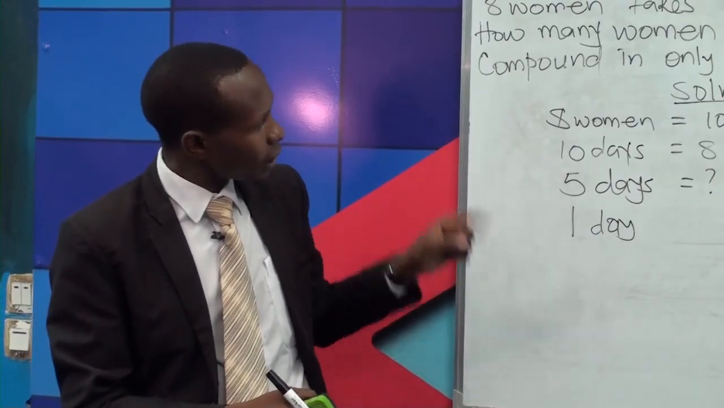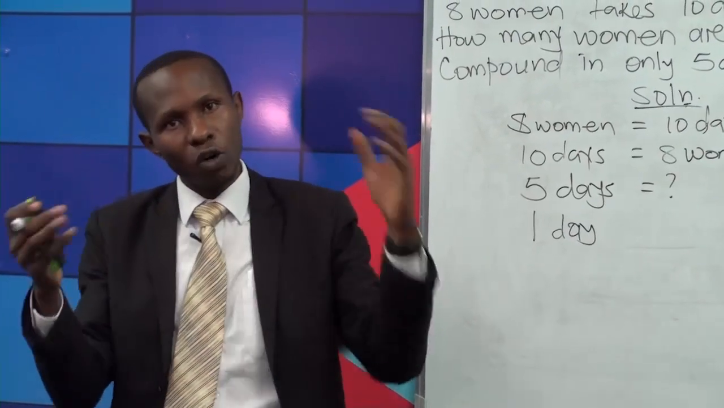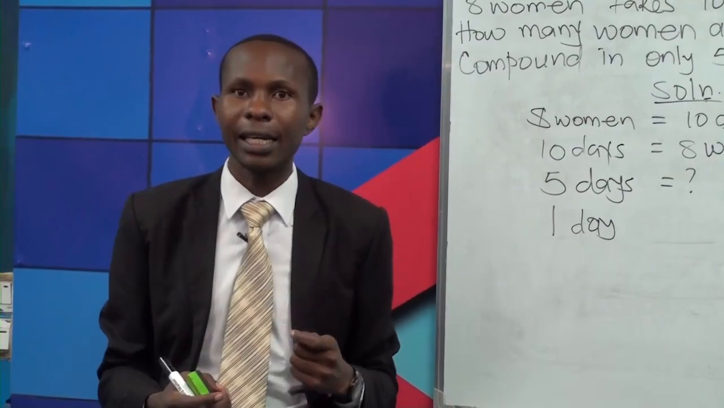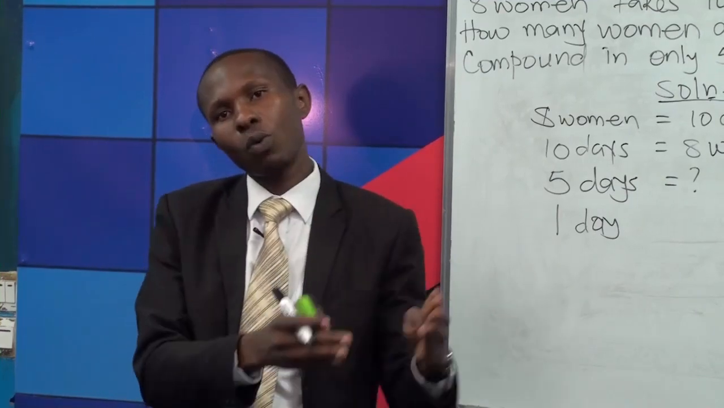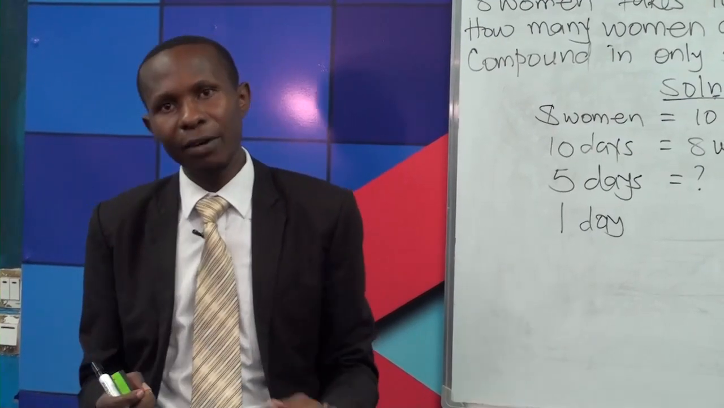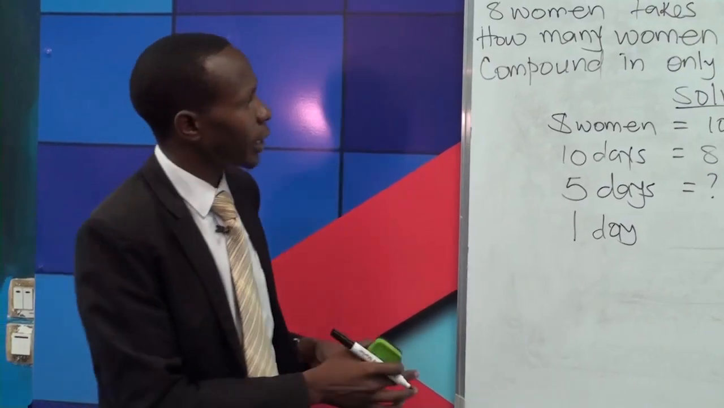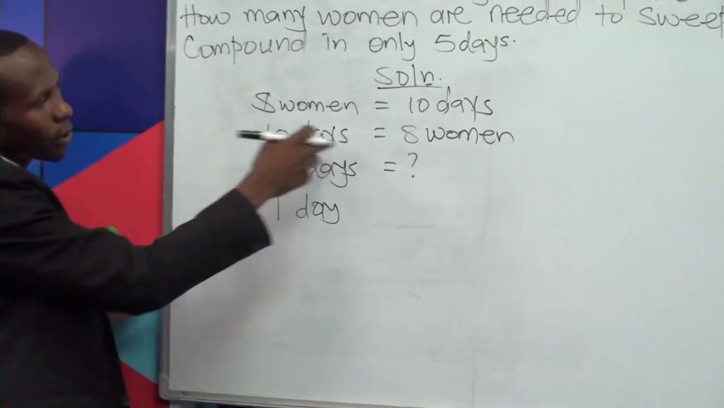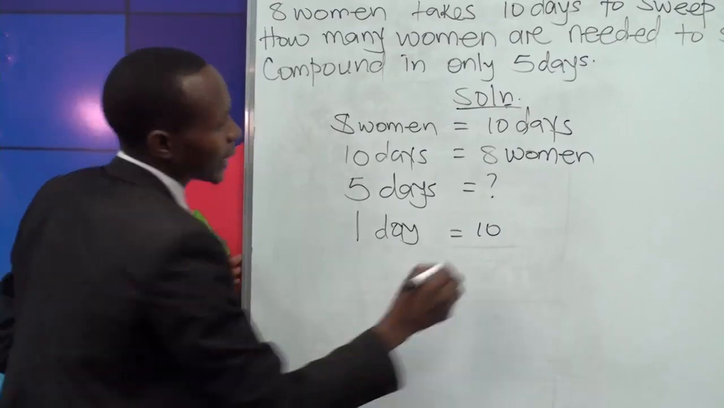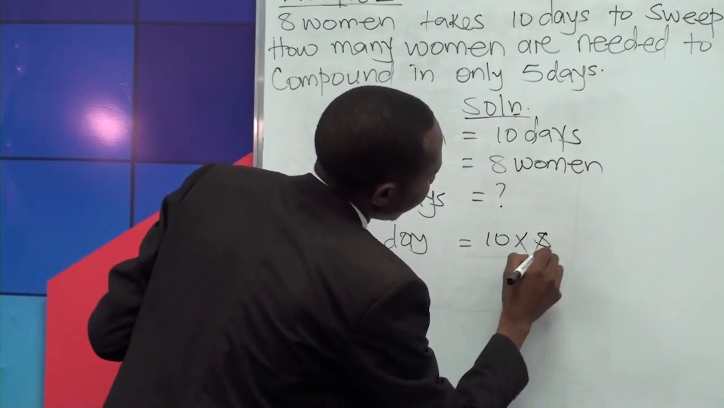Meaning that for us to determine the number of workers who will work in only 5 days to complete this compound, we shall first of all identify the number of workers that will work in 1 day. After identifying that, we shall be in a position to determine the number of workers who will work in 5 days. And to find out the number of workers working in 1 day, we shall get 10 times 8. We shall get the number of days, that is 10, times the number of workers. How many are they? They are 8 women.